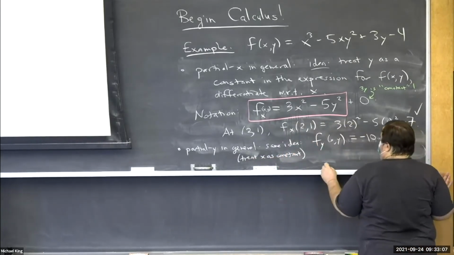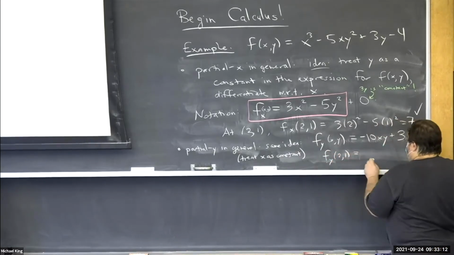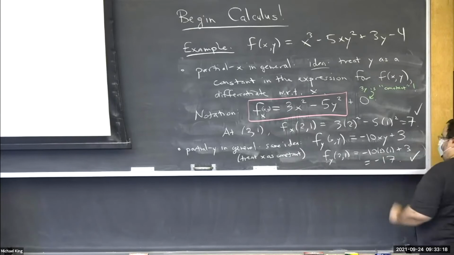Okay, and then at (2, 1), just to check that we got the same thing, we get negative 10 times 2 times 1 plus 3, which is negative 17. Get the same thing.